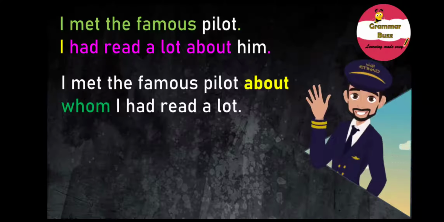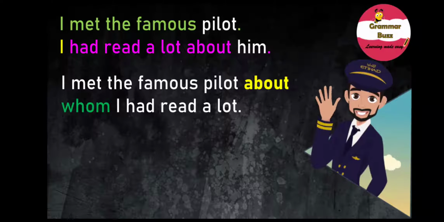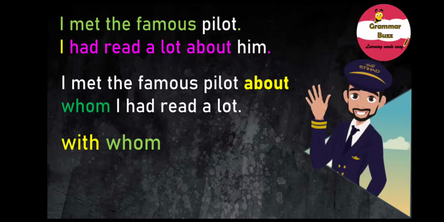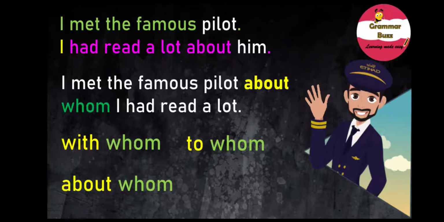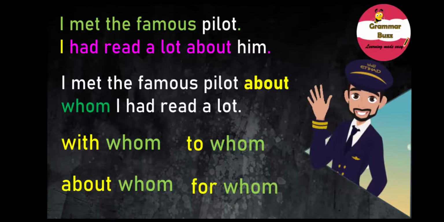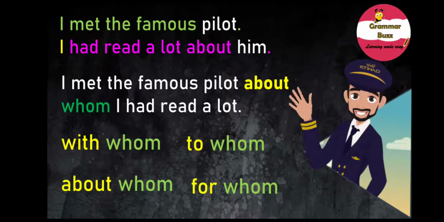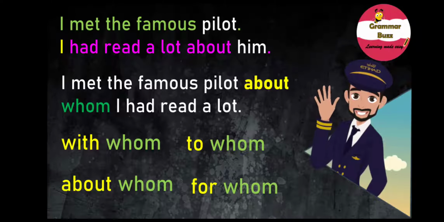Another special thing about whom is that it is often used along with a preposition. For example, with whom, to whom, about whom, and for whom. So, in this sentence, we have used the preposition about with the relative pronoun whom. So remember, whom is often preceded by a preposition.